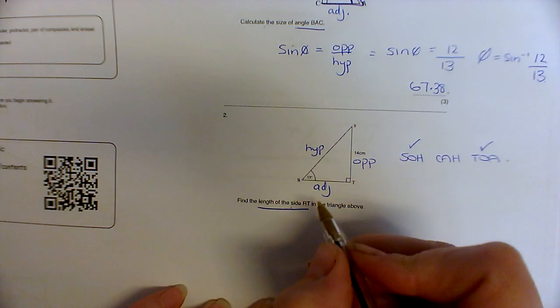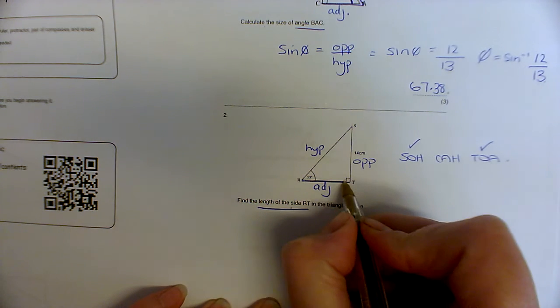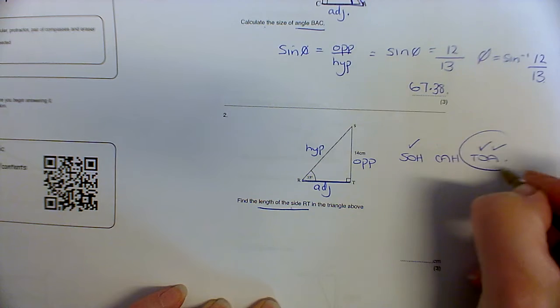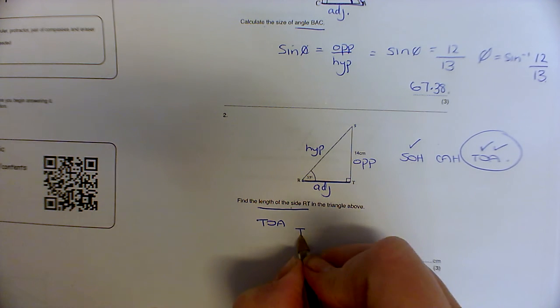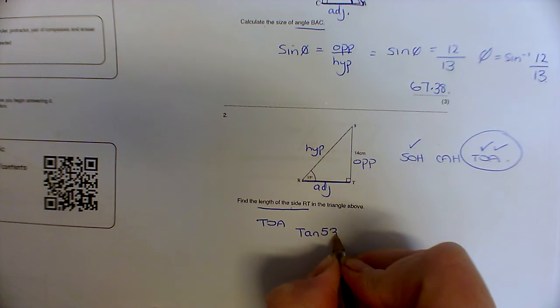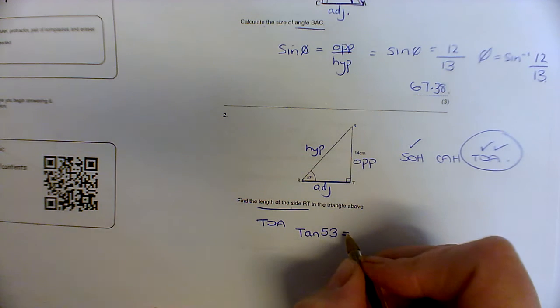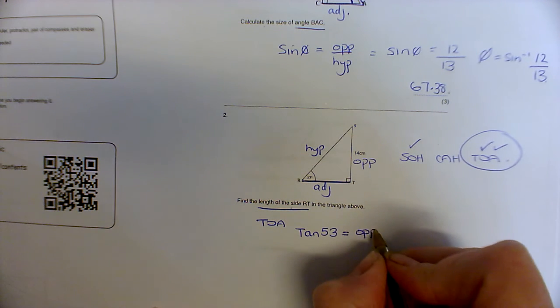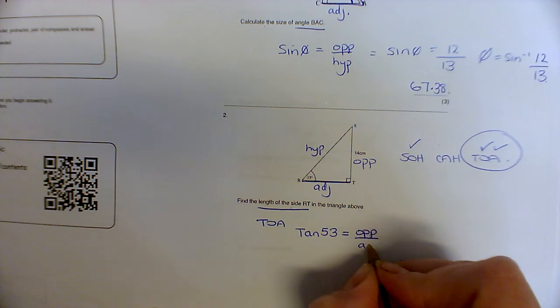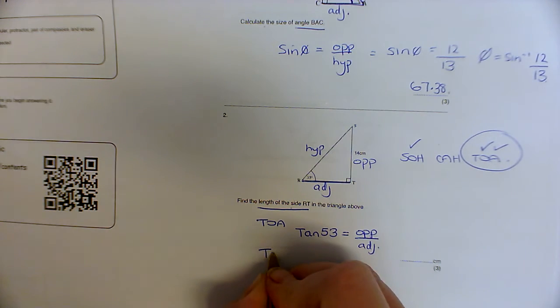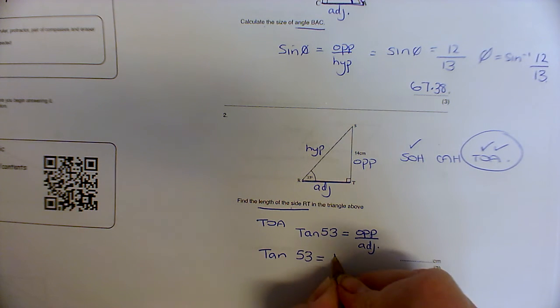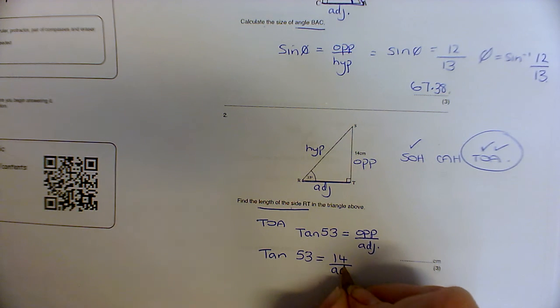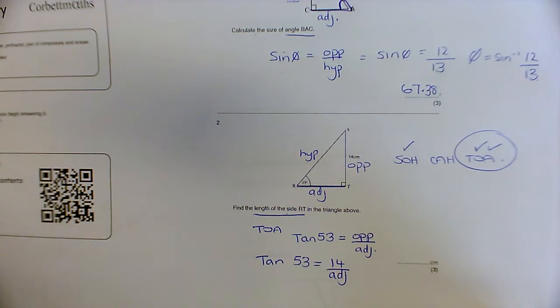and it wants me to find the length of side RT, which is this one here. So I need the adjacent, so this time I'm going to use the TOA, which means that the tan of 53 is equal to the opposite over the adjacent. So the tan of 53 is equal to 14 over the adjacent.